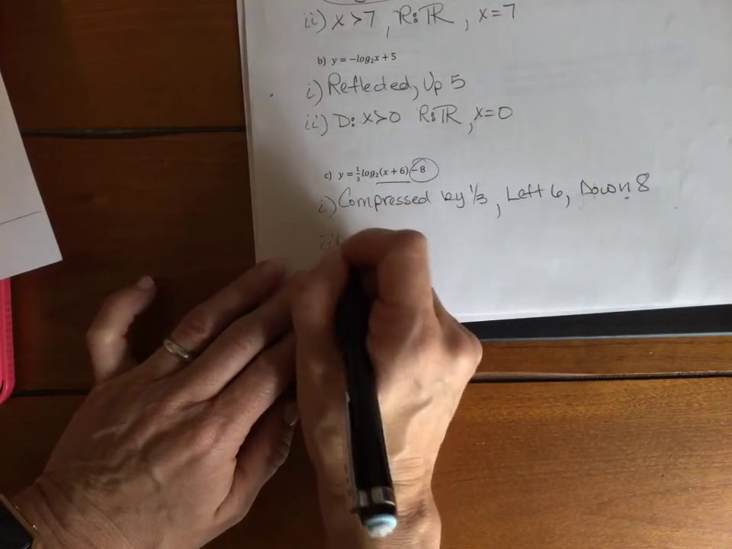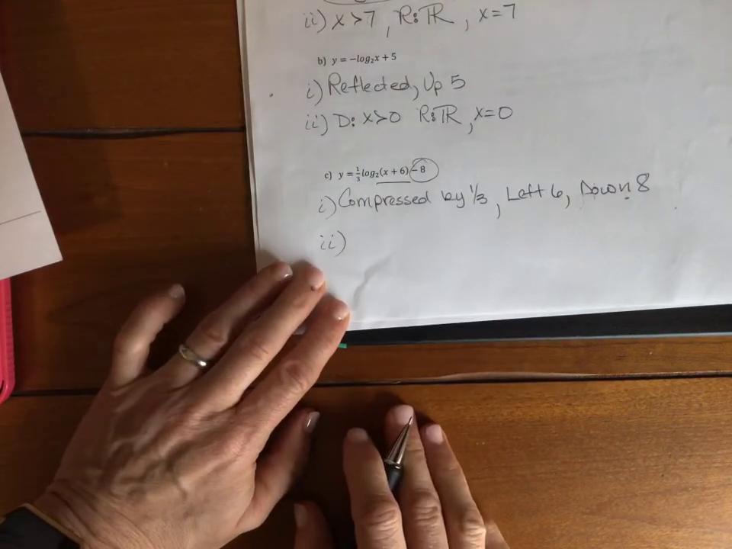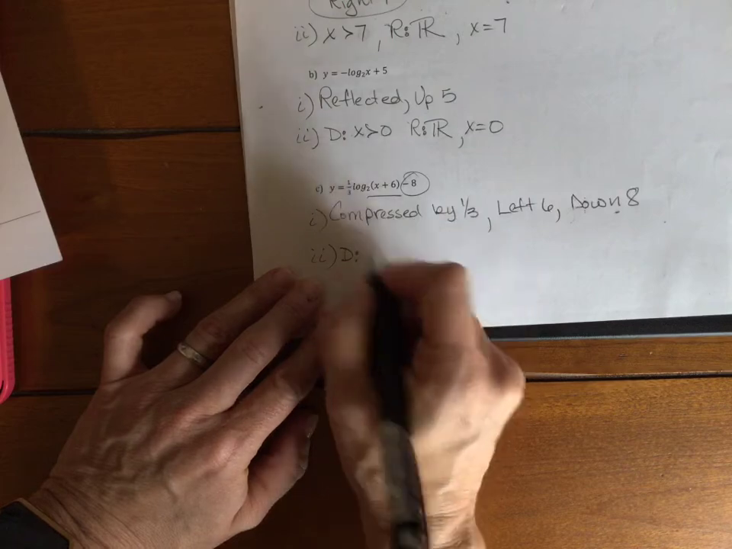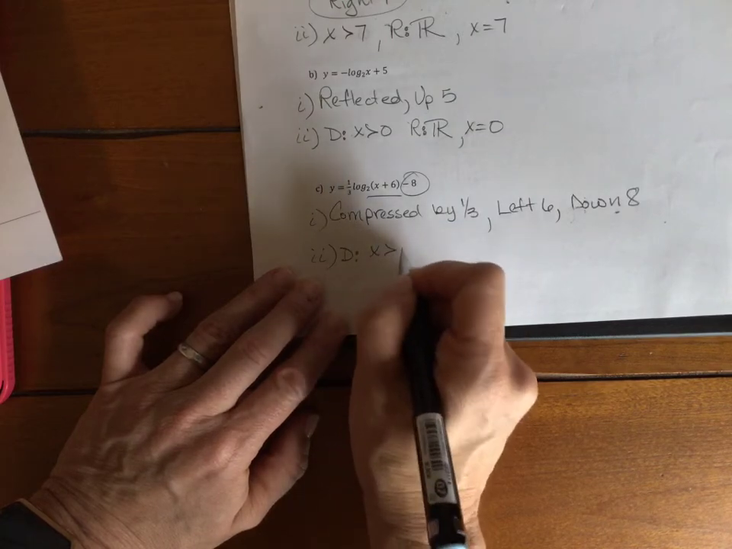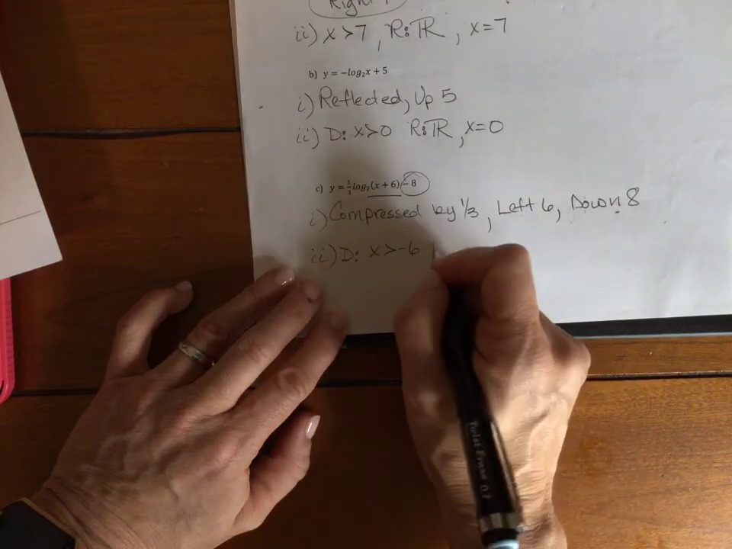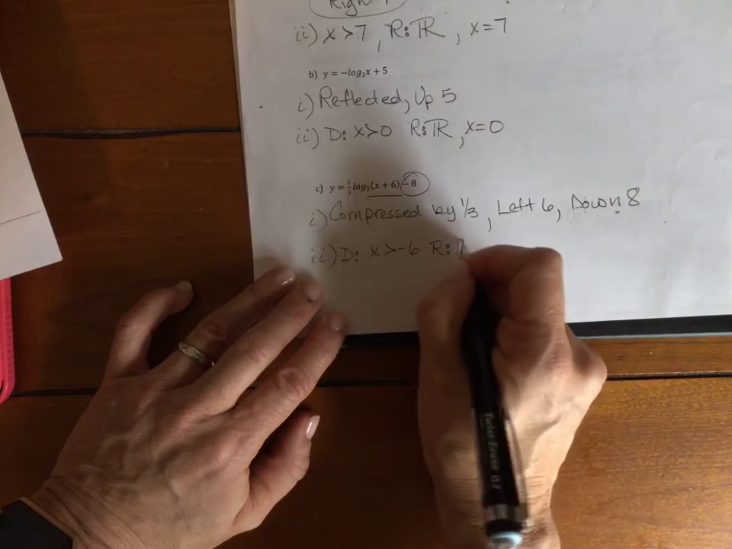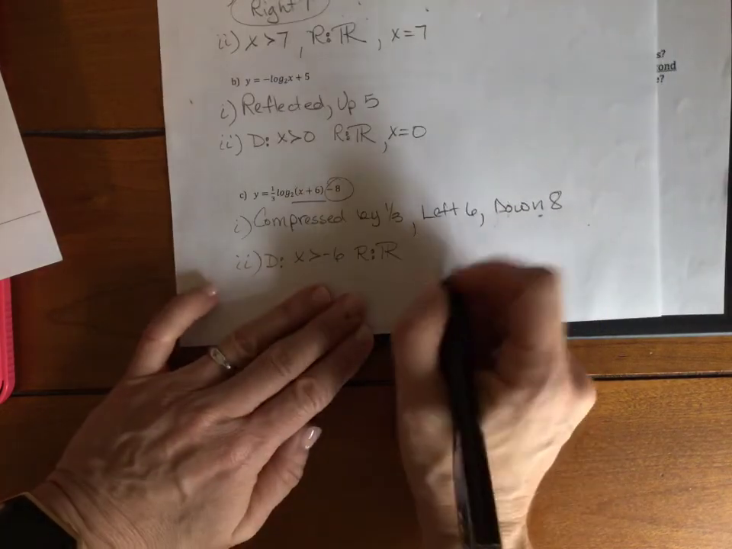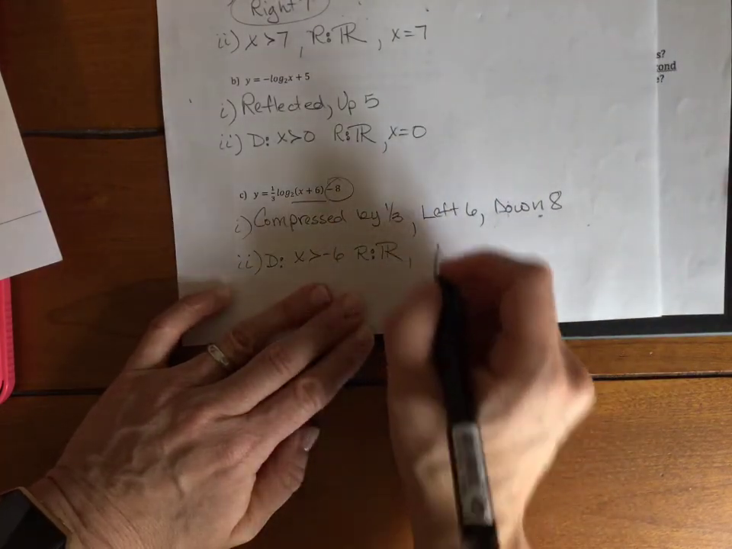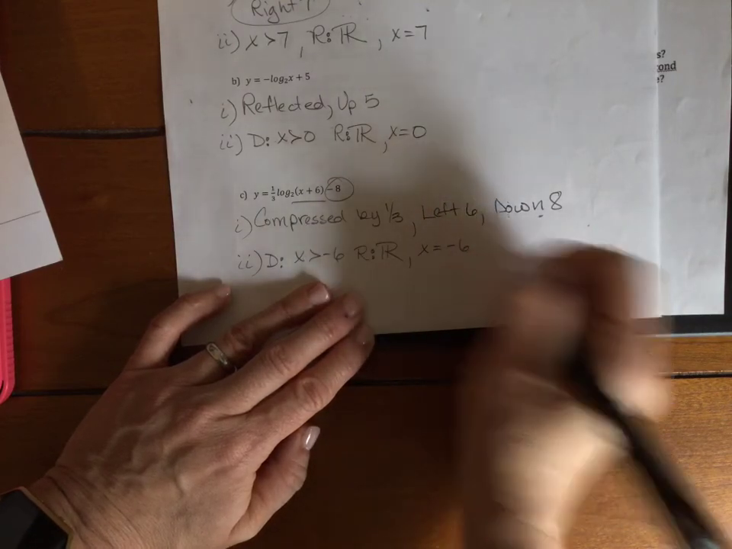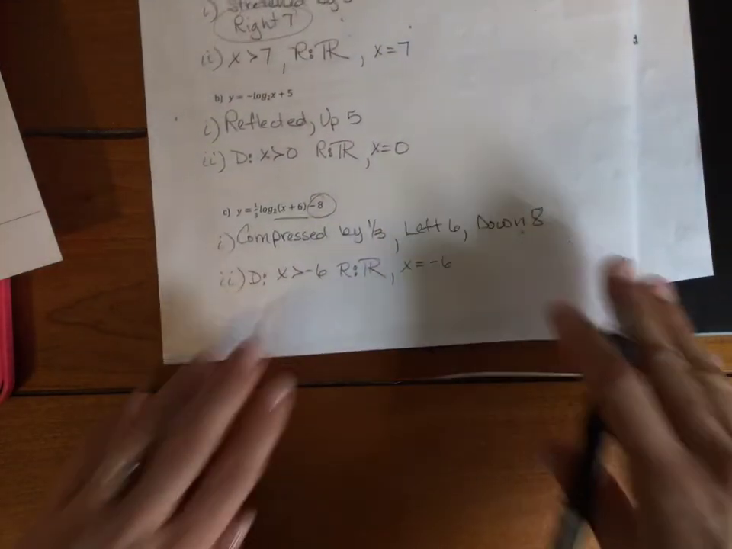We did have a left or right shift, so our domain is going to change. So our domain is going to be x is greater than -6 now. Range never changes for logs, so it's still all real numbers. And since it did move left 6, then I have a new asymptote equation of x equals -6.